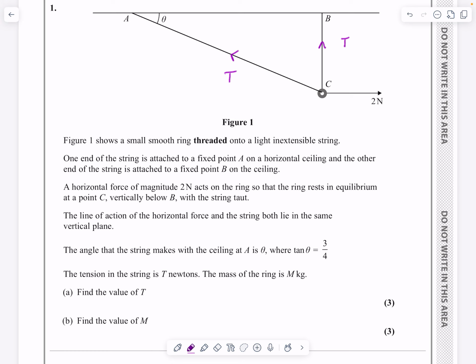There's a force of 2 newtons, which I can see acting horizontally, and it says the ring rests in equilibrium. Then all the stuff about line of action of horizontal force. It doesn't tell me theta. It tells me that tan theta is equal to 3/4. That's a standard thing. I'm actually going to attack that first when I'm doing it. Once I have done it, then they want me to find the value of T and the value of m. Okay, let's jump straight in and get started.